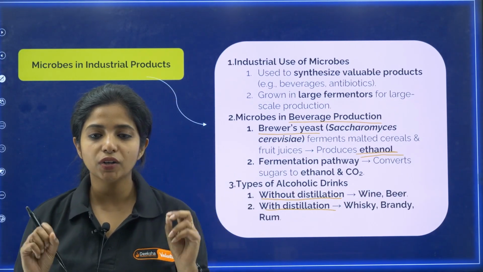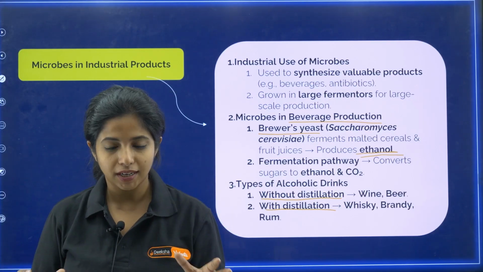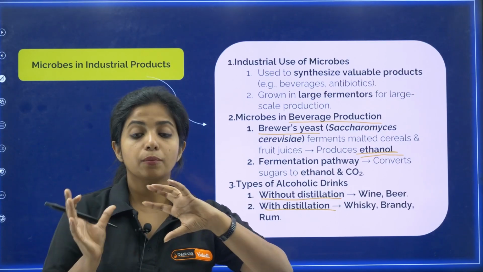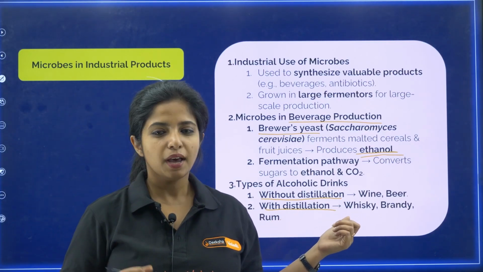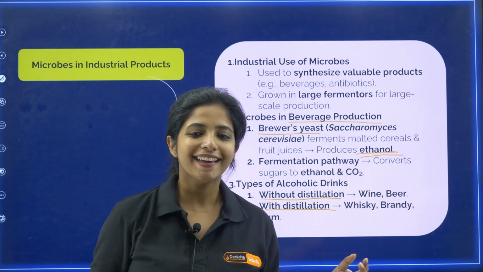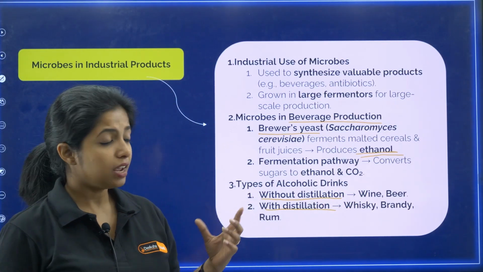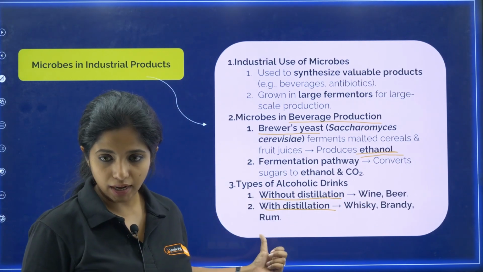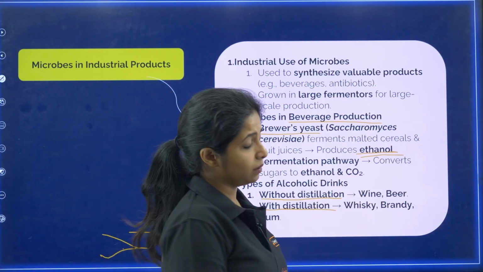One that does not undergo distillation still has a little water in it. It is not too concentrated, so the amount of alcohol will be comparatively lesser. Those are the ones produced without distillation. Wine, everyone drinks wine. Beer, not everyone should drink. But it also has less alcohol in comparison to whiskey, brandy and rum. They have more concentrated alcohol because they are produced with distillation. Without distillation, it's wine and beer.